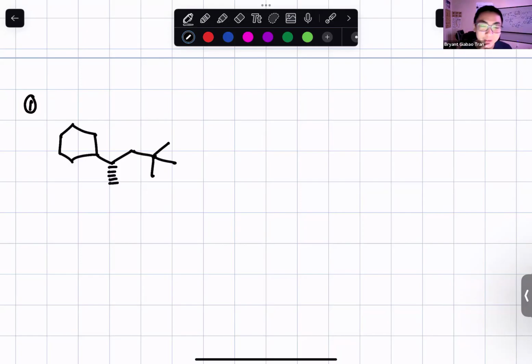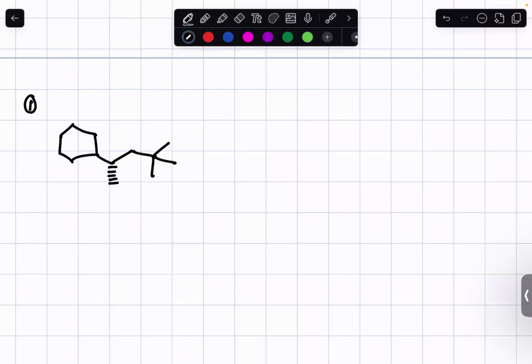What leaving groups have you learned about? What good leaving groups? Have you seen OMs, OTs, OTf, or have you just seen the halogens like chlorine, bromine, iodine? I think she mentioned them, or she has it on a list. I think I uploaded it in the notes. There was one chart that had all of the good leaving groups and bad leaving groups. Right. Okay, that's good.